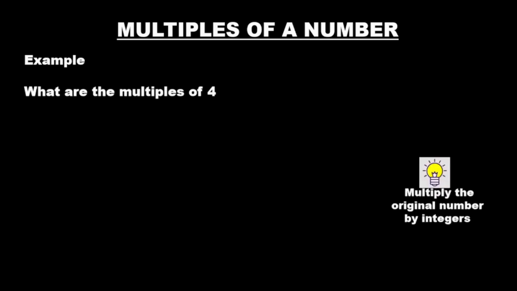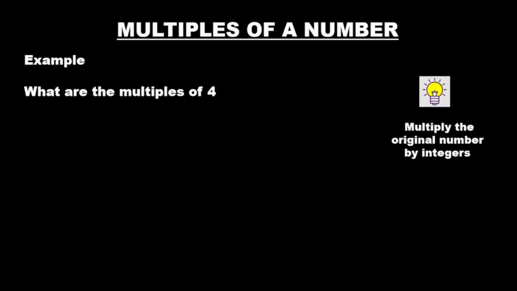So let's look at an example. What are the multiples of 4? So the first thing we do is to multiply this original number by integers. In this case, we are not given the number of multiples, so we can choose any integer to multiply this number 4. So for this example, I'll be using 2, 4, 6, and 8 as my integers.